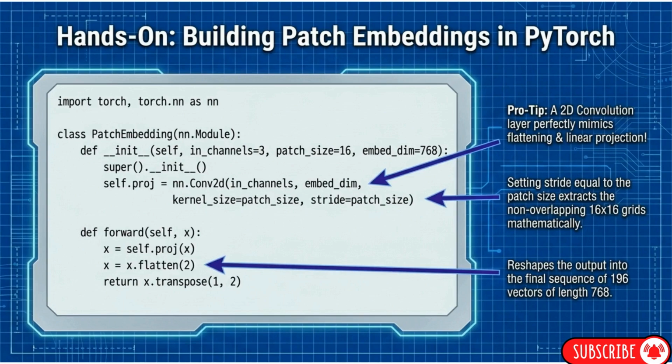This slide shows the basic idea of creating patch embeddings using PyTorch. A common technique is to use a convolution layer where the kernel size and stride match the patch size. For example, if the patch size is 16, the model cuts the image into 16 by 16 patches and projects each patch into an embedding dimension. Then the output is reshaped into a sequence of patch tokens. This is the practical first step before sending image data into a transformer encoder.